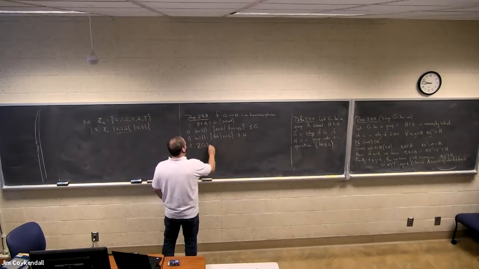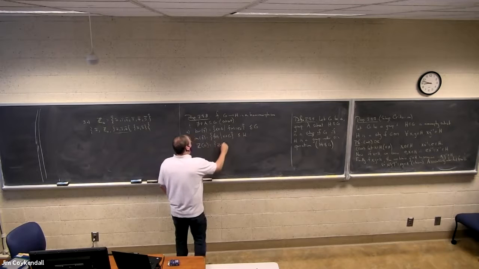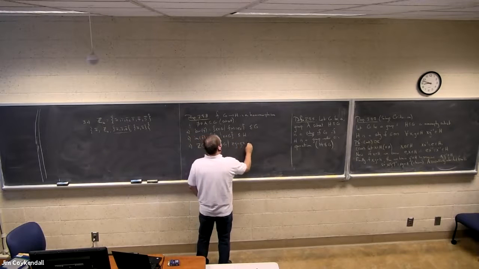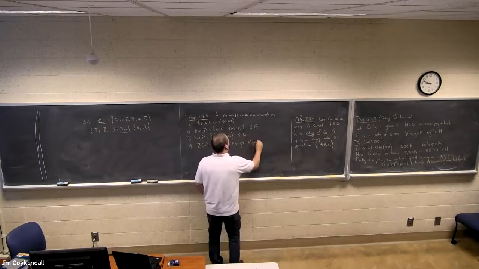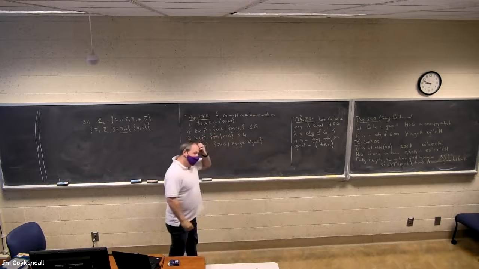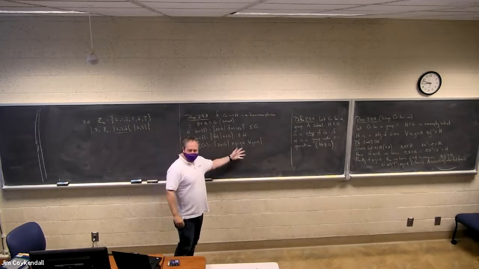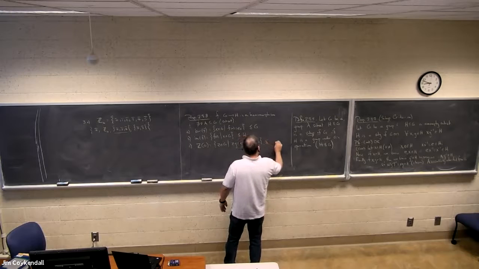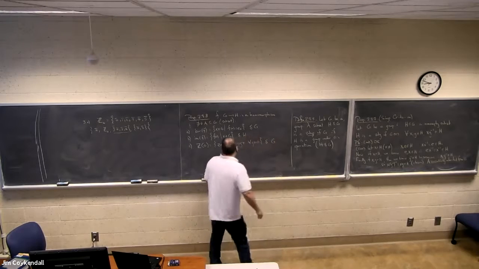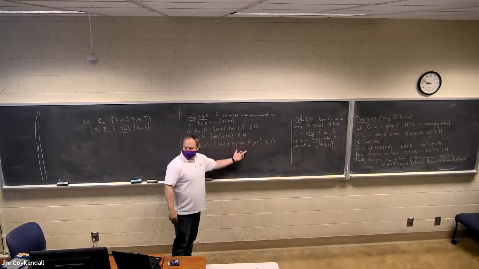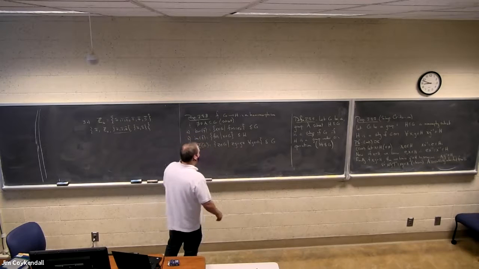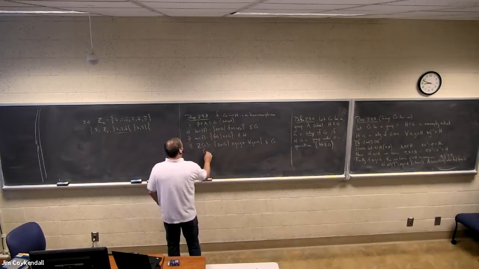C of G, which is the set of Z in G such that Z G equals G Z for all G in G. So this is basically all the stuff in G that commutes with everything in G. This is a subgroup of G. By the way, there's always at least one thing in here. Can you tell me what it is? The identity. So that's a good indication that maybe it might be a subgroup. This is called the center of G.